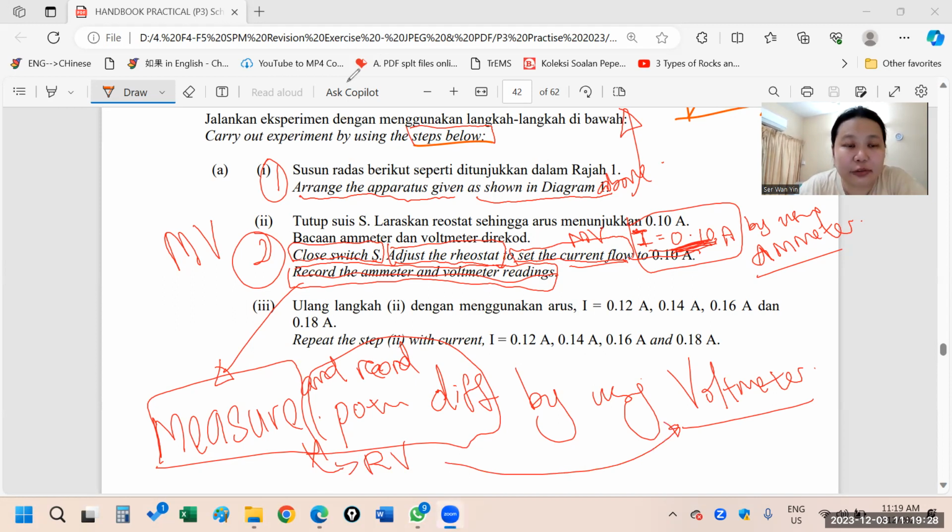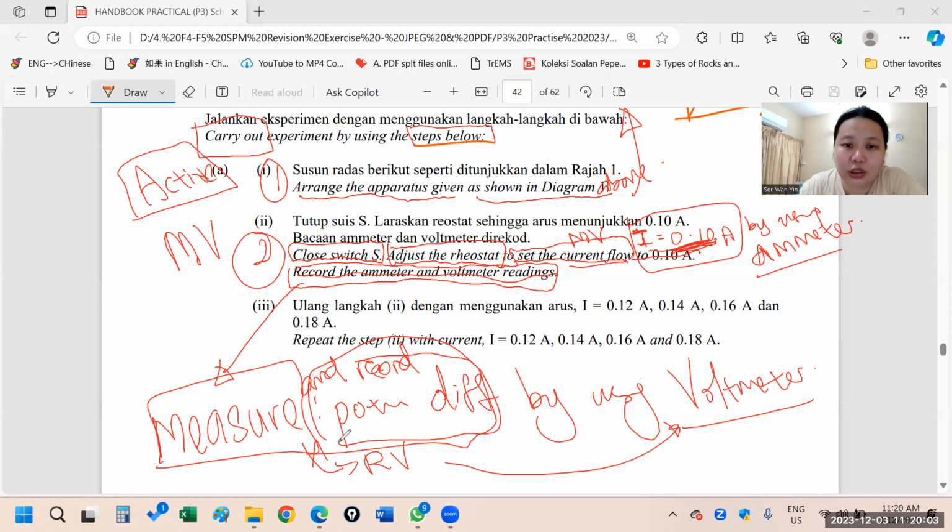Shall we write in active voice or passive voice? Both also can. Active, passive, both also can. But active, because this is not your report. Last time when I studied, they required passive voice. But this one, active or passive, you can.